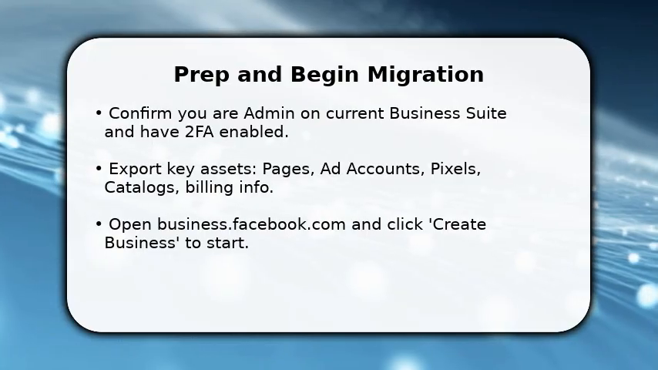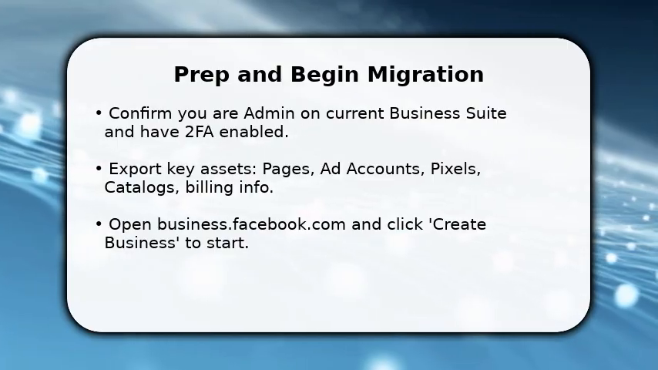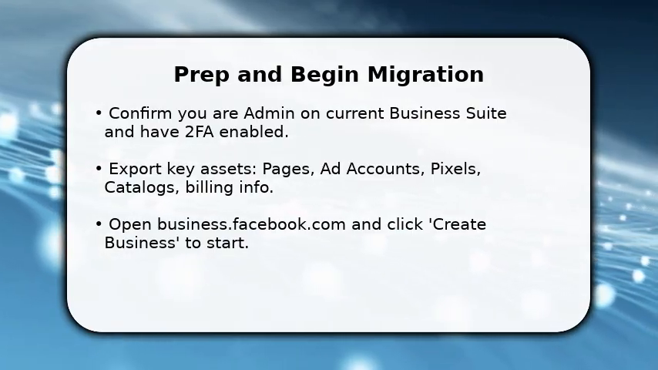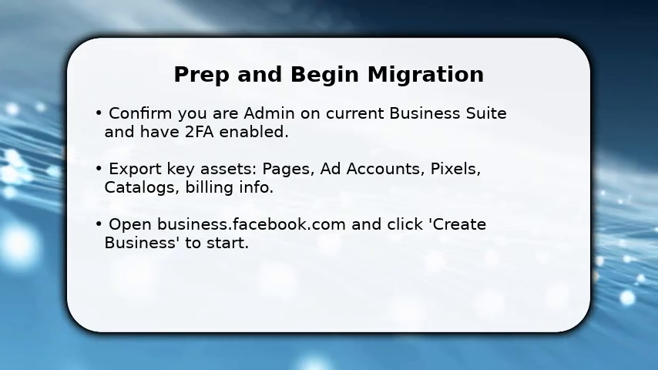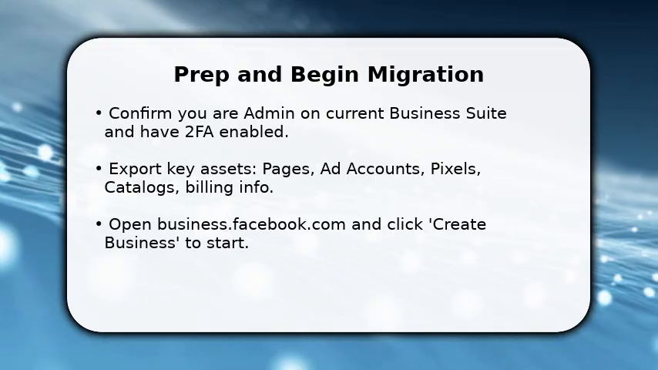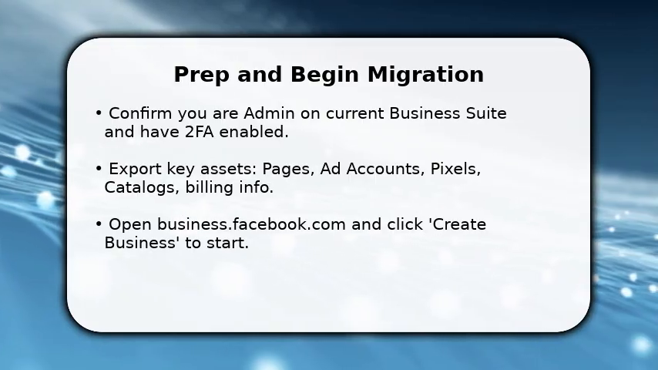You start by confirming admin rights and enabling two-factor authentication. This prevents lockouts when switching. Once done, export or record asset ID for pages, ad accounts, pixels, and catalogs so nothing is lost.